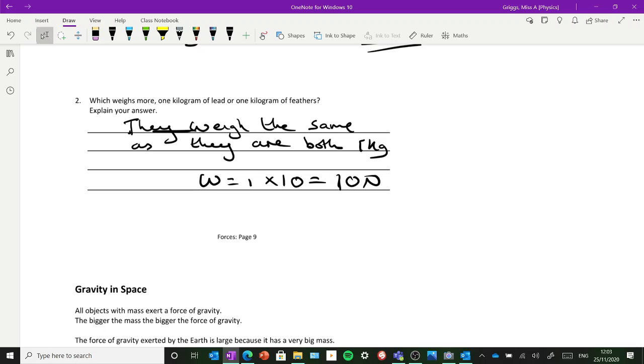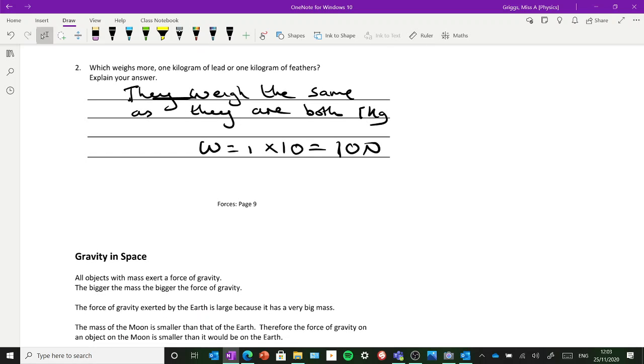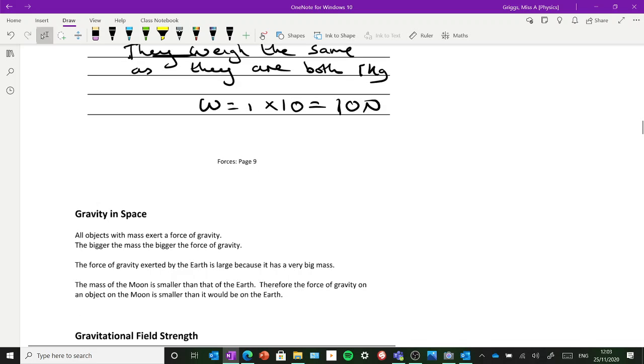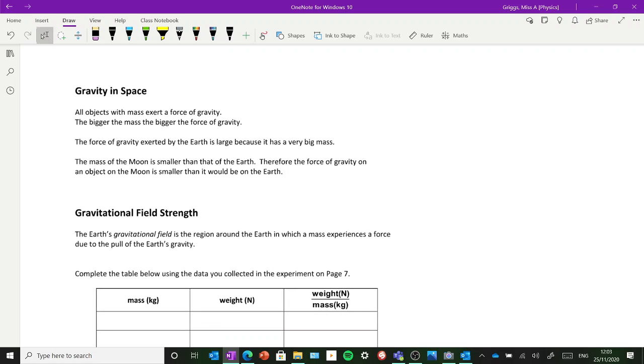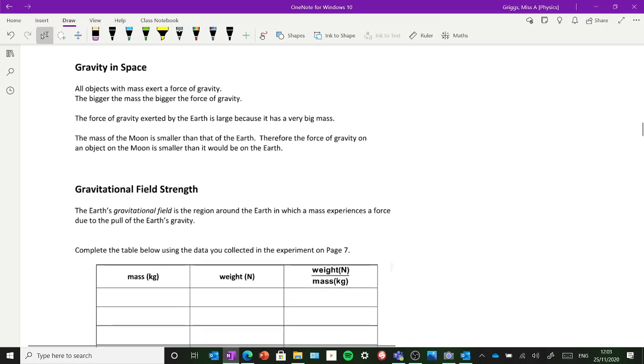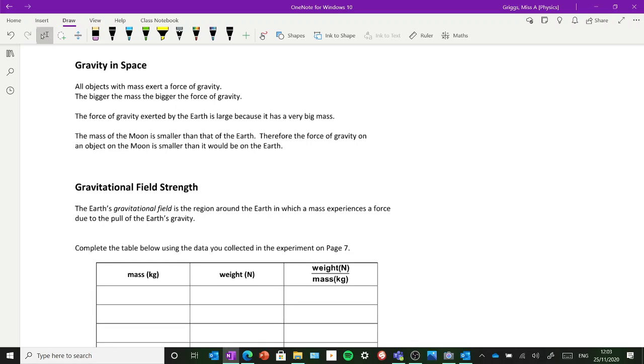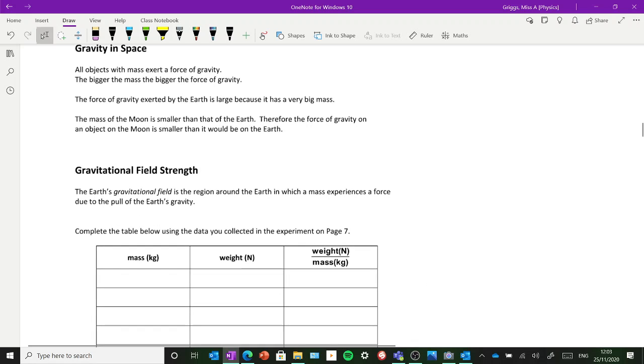Okay, right. So I did say that we're going to talk about space now. So that 10 times it by 10 is very particular to Earth. In space, as I said, there's different things that you times them by. We'll talk about that. All objects of mass exert a force of gravity. The bigger the mass, the bigger the force of gravity. And the force of gravity exerted by Earth is large because it has a very big mass.